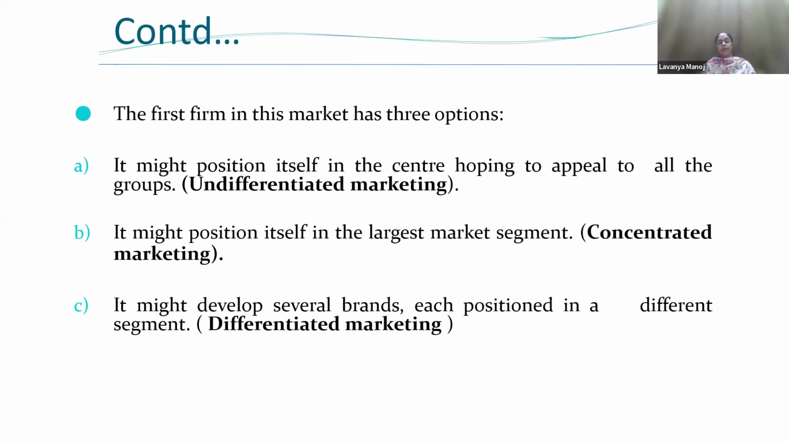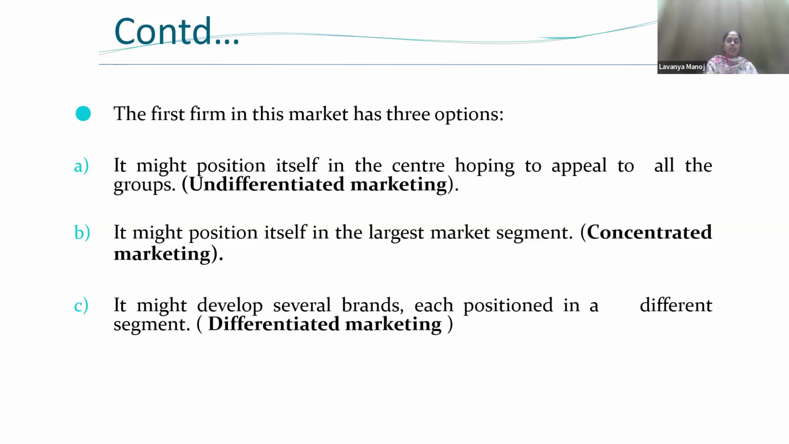It might position in the center. And concentrated marketing is when it positions itself in the largest market segment. So that is hoping that most of the customers would be buying this product. It's a risk actually. If you see it from another perspective, it's a risk, but the organization is ready to take the risk. And differentiated marketing is where it might develop several brands, each positioned in a different segment. So instead of going with a single brand or a single product, they may come up with a product mix, or come up with several brands, and that's called differentiated marketing.